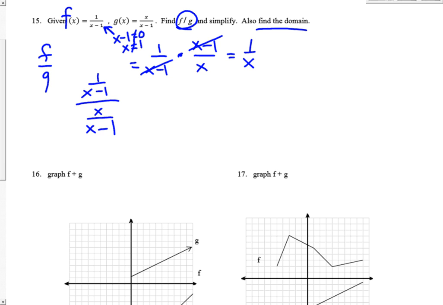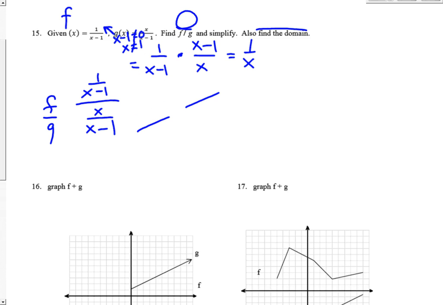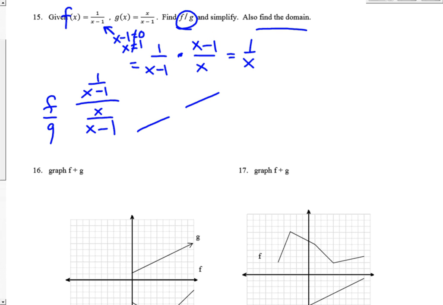Let me see if I can move this stuff down. Whoa, not that part.